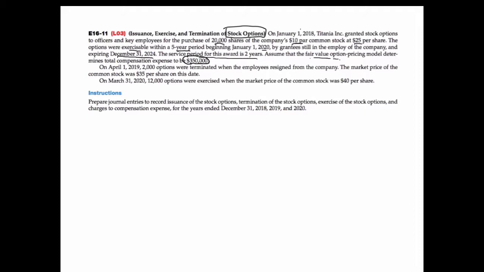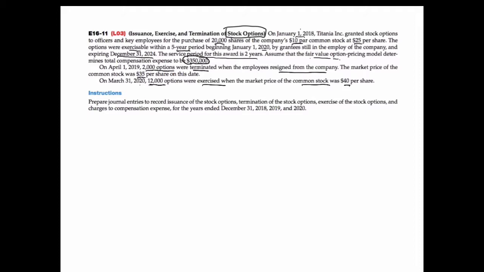Now, the grant occurred on January 1, 2018. On April 1, 2019, 2,000 shares were terminated because employees resigned from the company. And when they resign, they lose their right to that. The market price of the common stock was $35 per share on this date. And then on March 31, a year later, 12,000 options were exercised when the market price of the common stock was $40 per share.